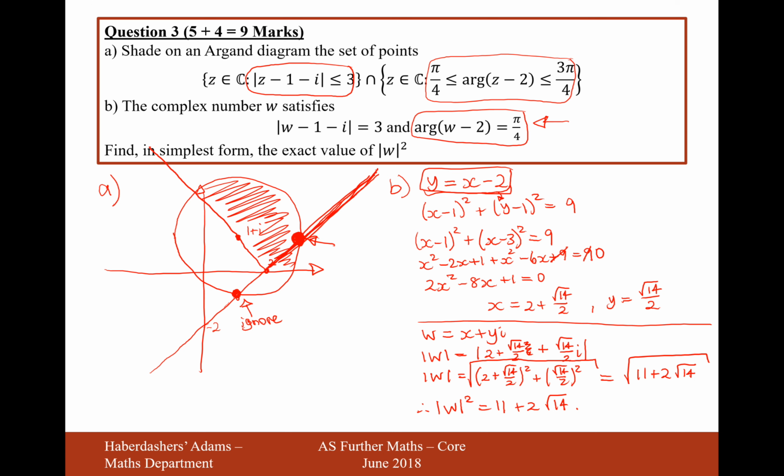Tough question, that one. I'm really surprised they've only given you 4 marks for that question. But there we are. That is the answer to this question: 11 plus 2 root 14. And there we are, that's the answer for question 3. That's 9 marks in total there. Let's move on to question 4.